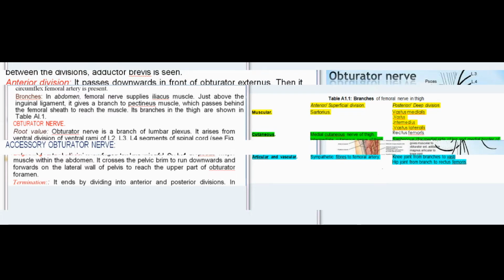Obturator nerve. Root value: obturator nerve is a branch of lumbar plexus. It arises from ventral division of ventral rami of L2, L3, L4 segments of spinal cord, see Fig 4.4. Beginning and course: it emerges on the medial border of psoas major muscle within the abdomen. It crosses the pelvic brim to run downwards and forwards on the lateral wall of pelvis to reach the upper part of obturator foramen. Termination: it ends by dividing into anterior and posterior divisions.